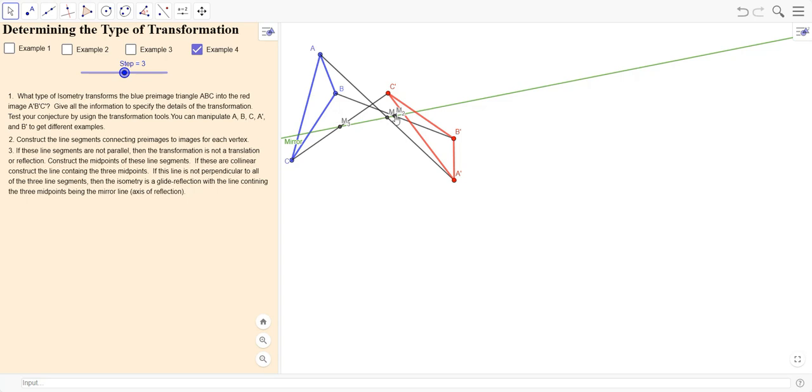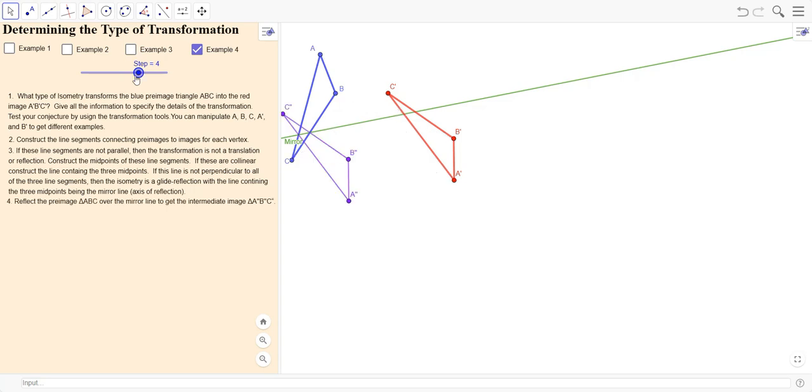But we have those points in a straight line. And so that means it's our last choice possible. It is actually a glide reflection. Okay, and guess what? That line where the midpoints go through, that is your mirror line. So if we want to find the vector that does this, we want to take this and reflect.